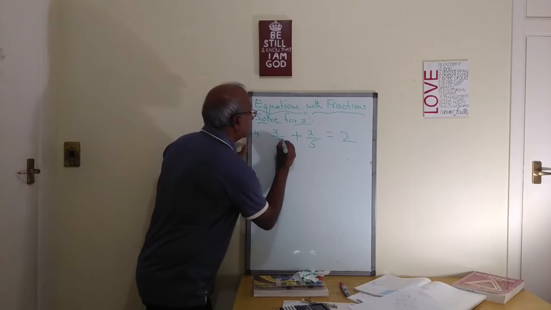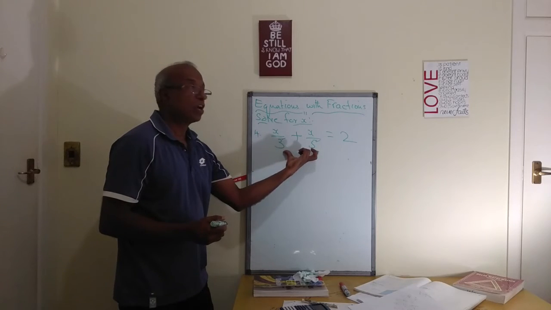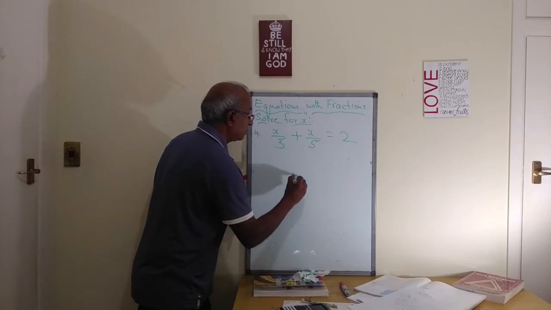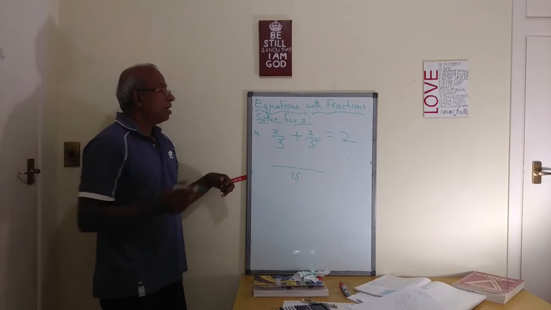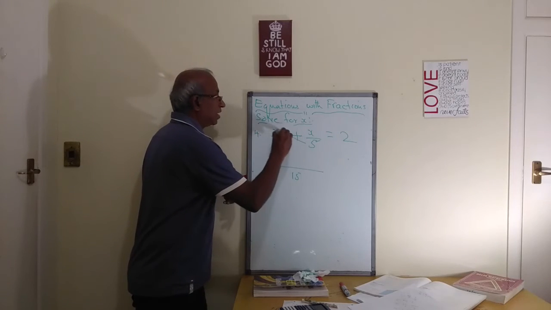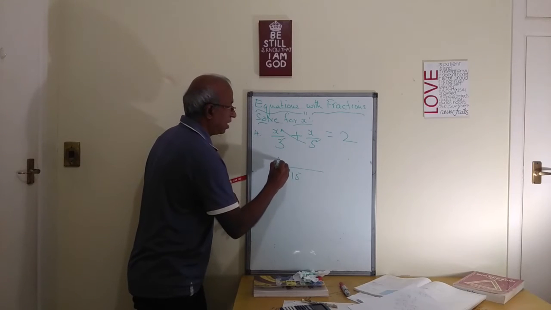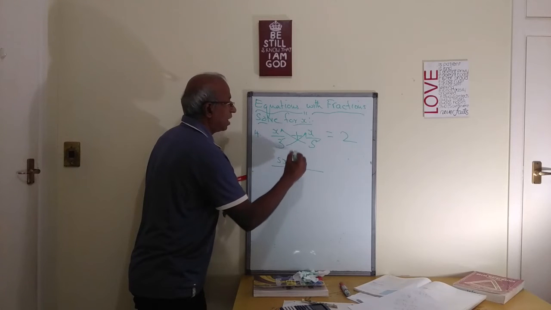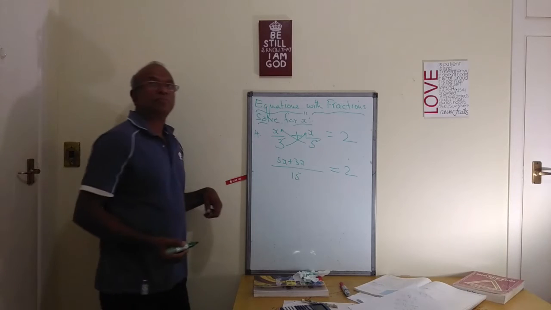Okay, now look at the denominator. We have two different denominators. We are going to make them equal. What we are going to do, we are going to multiply them together. 3 times 5 is equal to 15. That is a common denominator. All right, then cross multiply this way. 5 times x, we have 5x. Put that plus sign. 3 times x, we have 3x. Line to the other side as 2.